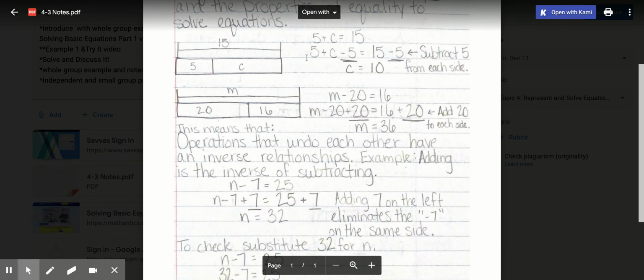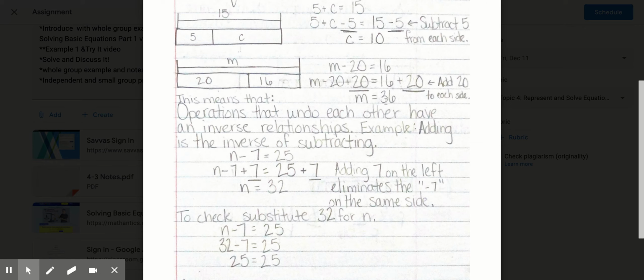Same idea here. So here we have m minus 20 equals 16. The inverse operation of subtraction is addition, so we add 20 to both sides so that we can eliminate the 20 that's with the m and get m alone. And this allows us to get m equals 36, and then we found the value of m because we did the same thing to both sides of the equation and eliminated the number that is with the variable.